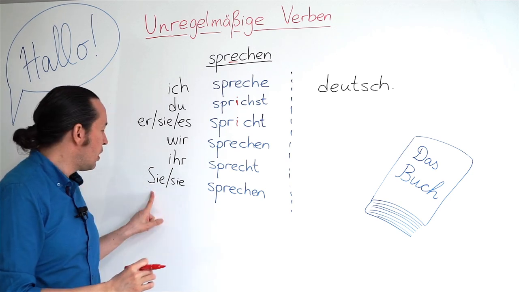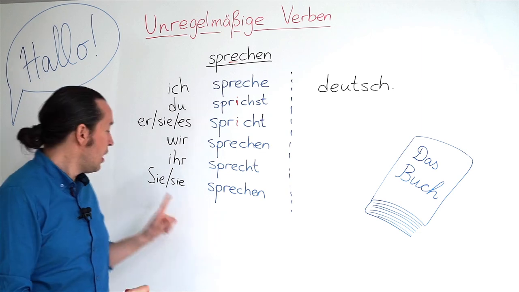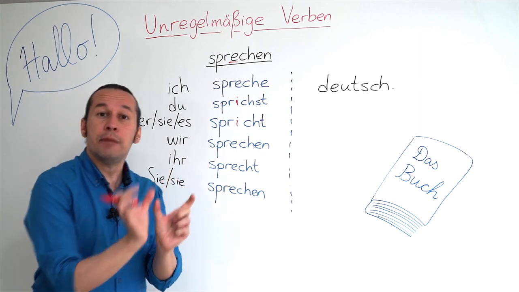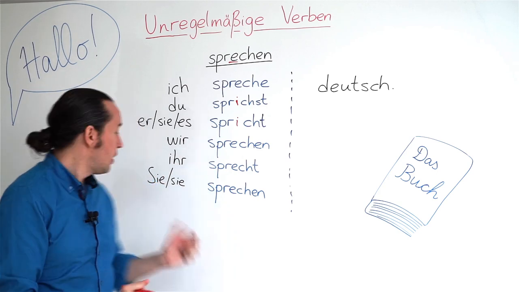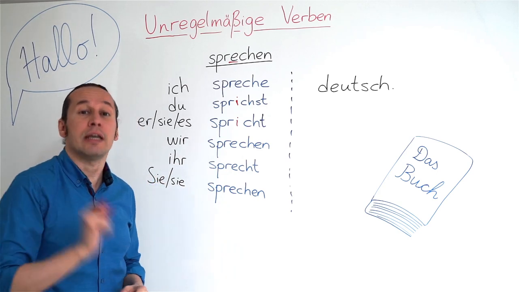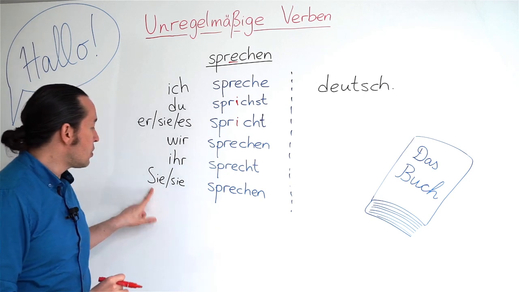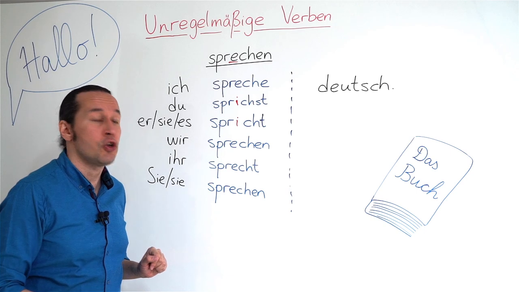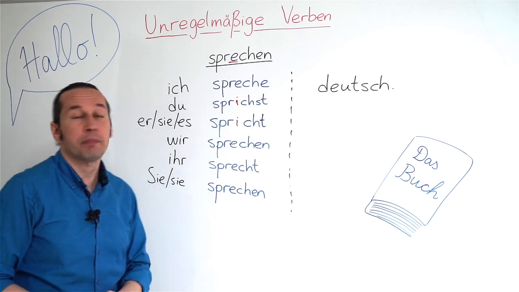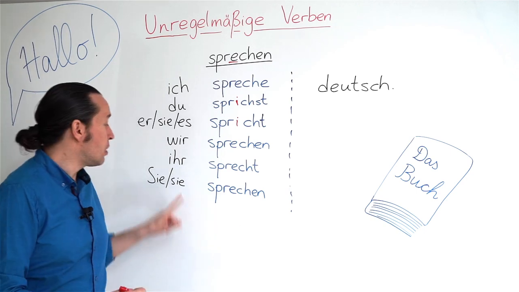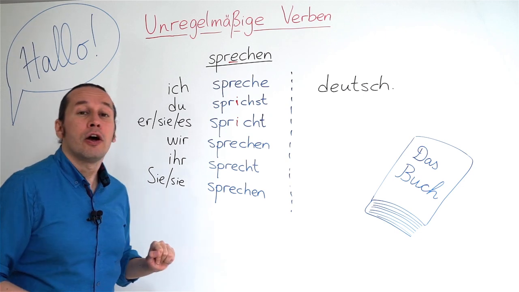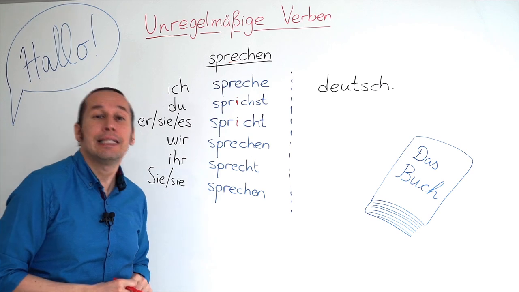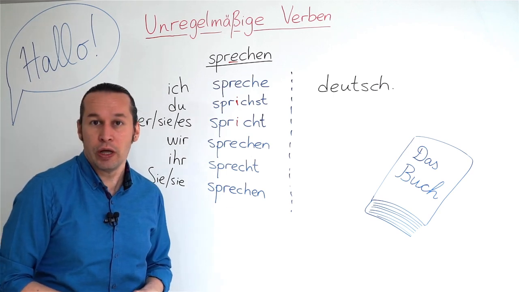And here we have the polite way of saying you, which is Sie, but here I want to point at something. If this is written in a sentence and the Sie is in between the words, then this is written with a capital. So when I say you speak or you are speaking German, I'll say Sie sprechen Deutsch, or for the plural form of saying Sie, this will be again Sie sprechen Deutsch as well.